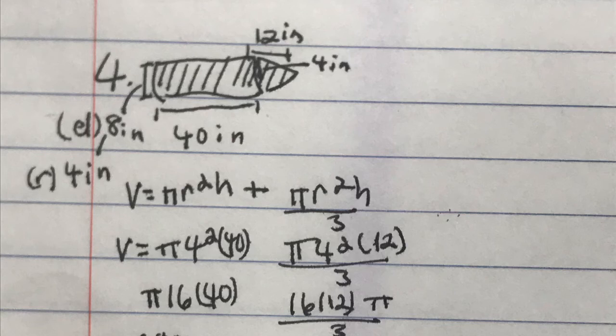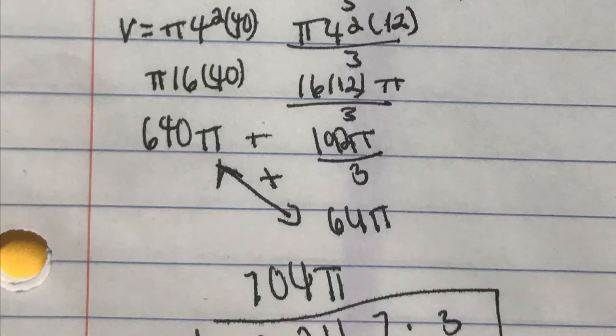So 4 squared is 16, and then multiply that by 40. I'm pretty sure that's 640. Then multiply that by pi, which is... I guess I didn't solve it when I was doing the work. But anyways, for the volume of a cone, you just multiply 16 and 12 because 4 squared. And then multiply that by pi, and then divide all of that by 3, which is 64 pi.